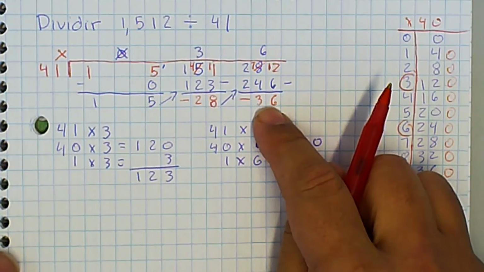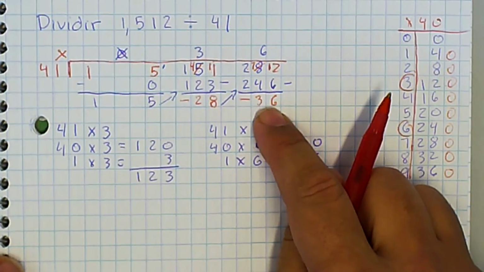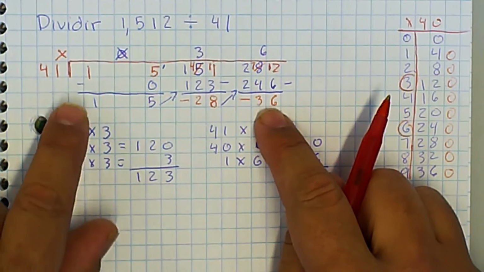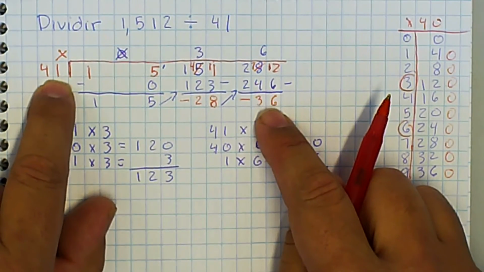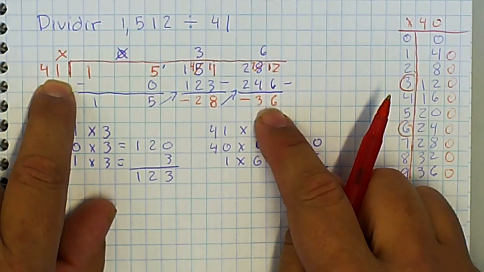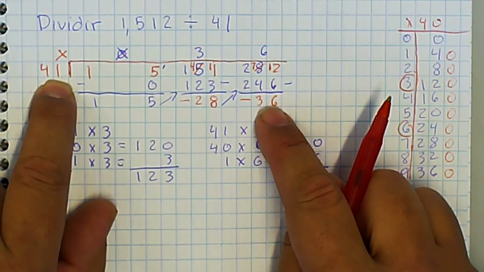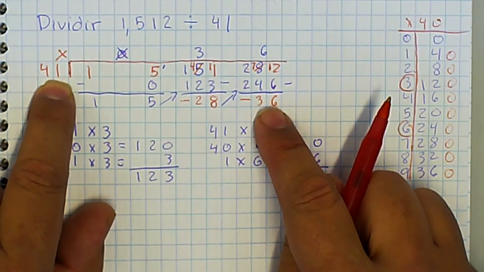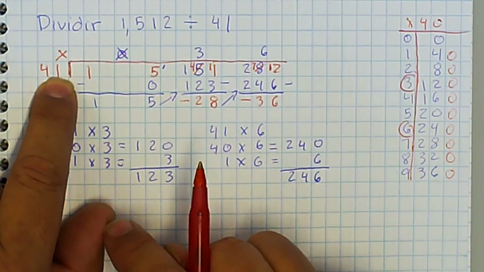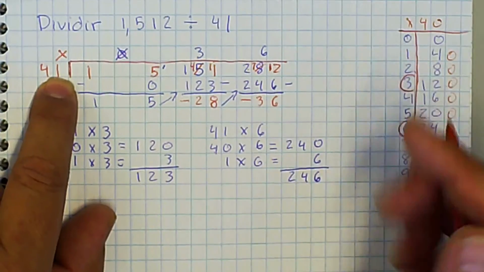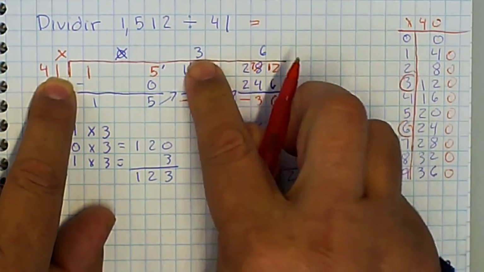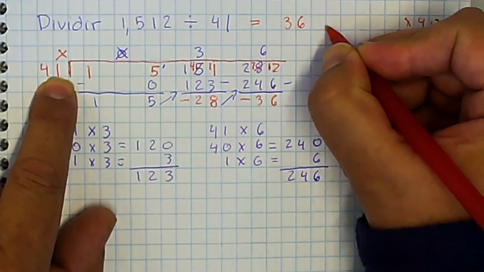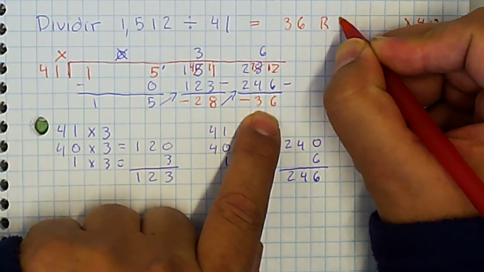Residuo, a remainder. Now, how do I know my division is correct? Because my remainder is less than my divisor. That means that this division is correct. If my remainder would have been 41 or greater, that meant that I had to use a different number. But since it's less, then that's correct. So my answer would be 36 and a remainder of 36.